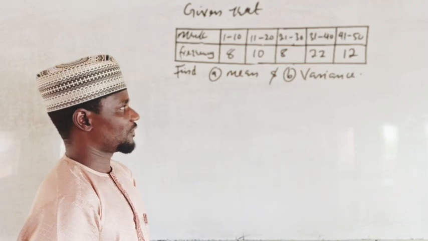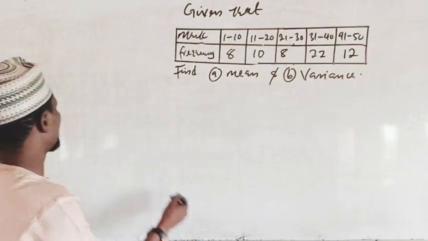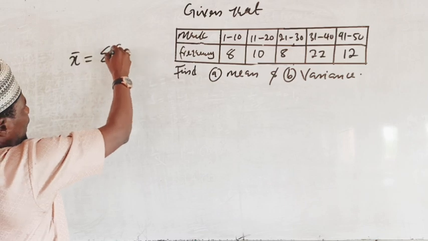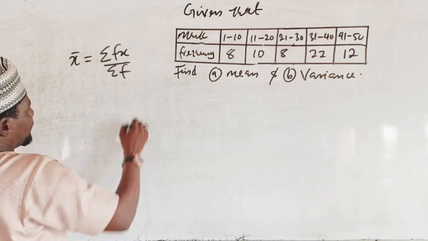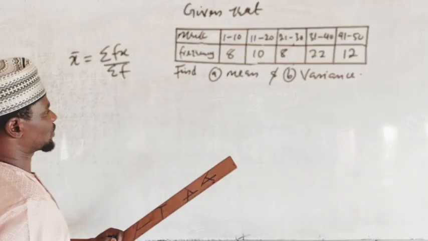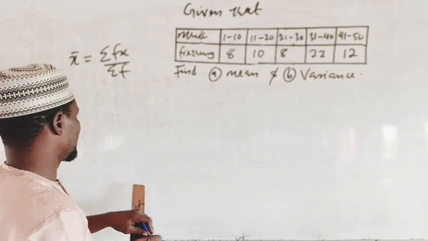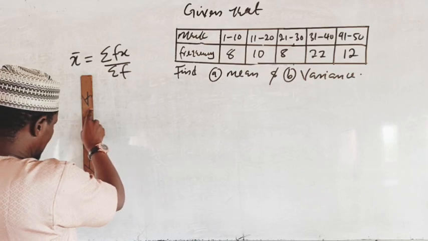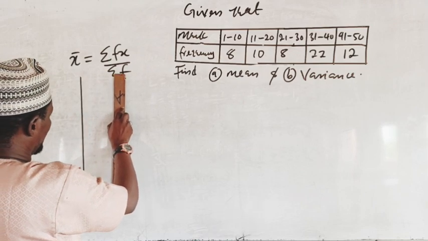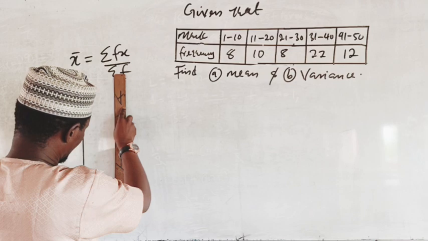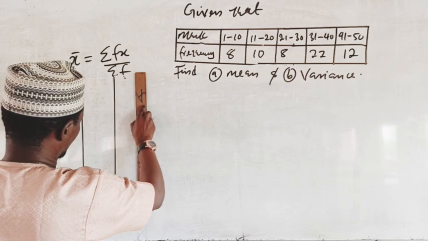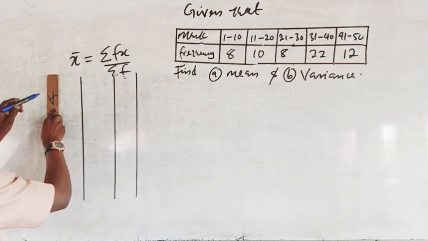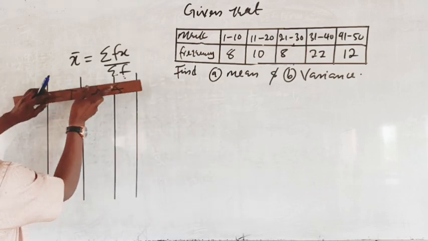Now, we are going to find the mean. Remember that the mean equals summation fx all over summation f. But we have f, we don't have x. So what you should do first, from the beginning, is to form a table like this. Maybe you add another column here so that you can manage the space.